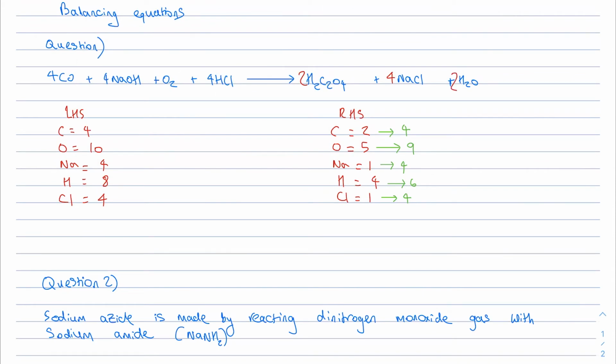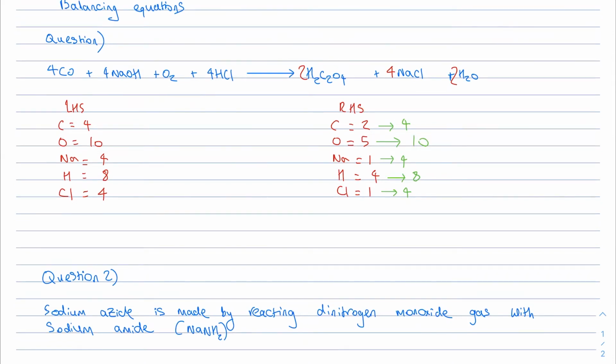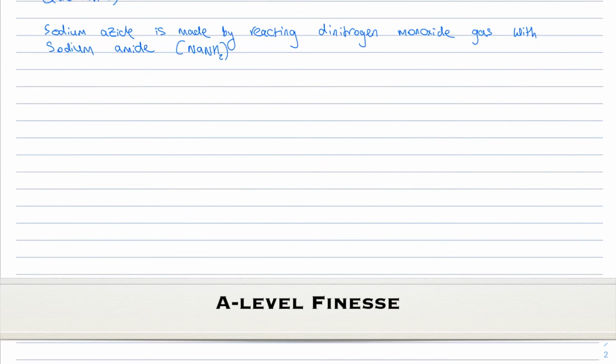So if we put a 2 in front of the H2O, we now have 4 plus 4, we have 8 hydrogens, and we have 2 plus 8, we have 10 oxygens. Now you can see that this equation is fully balanced. So let's move on to the next question.